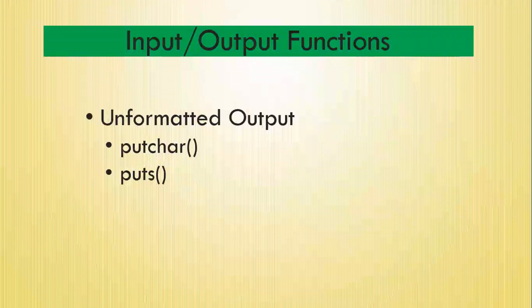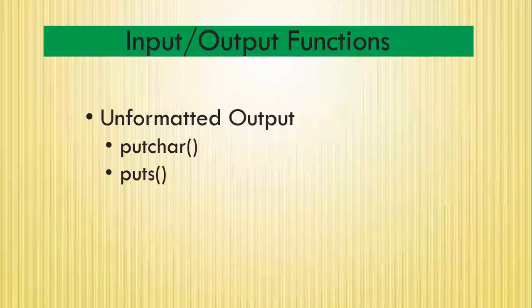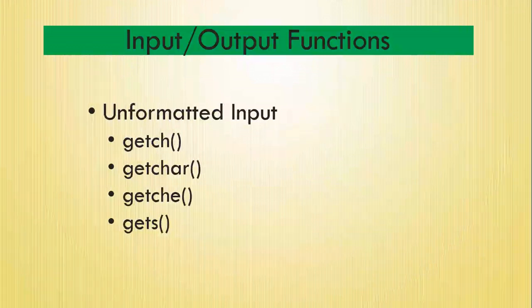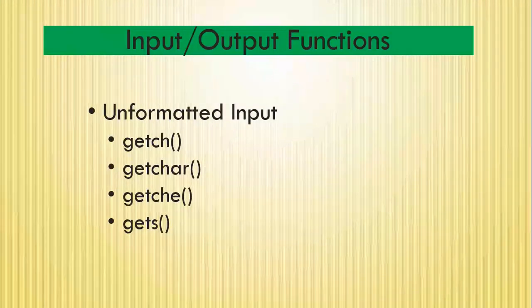For unformatted output, there are two functions, putchar and puts. putchar is used to display a character, and puts is used to display strings. And gets is used to receive a string from the keyboard.